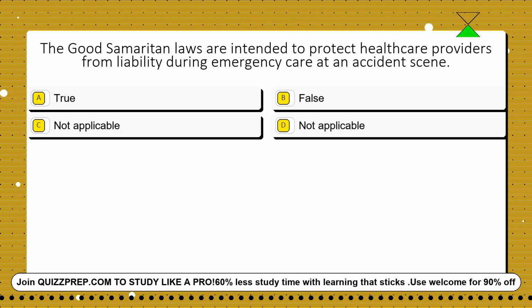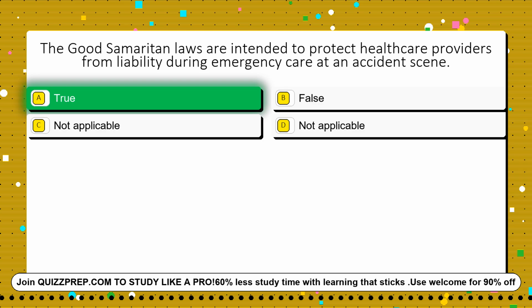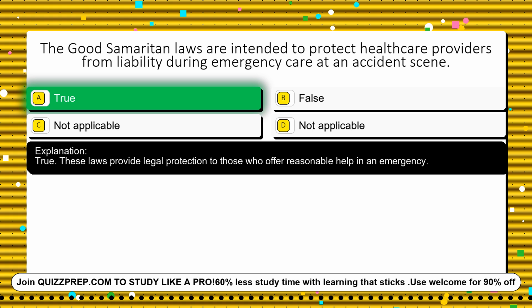Question 73. The Good Samaritan laws are intended to protect healthcare providers from liability during emergency care at an accident scene. Option A, true. Option B, false. Option C, not applicable. Option D, not applicable. The correct answer is option A, true. These laws provide legal protection to those who offer reasonable help in an emergency.